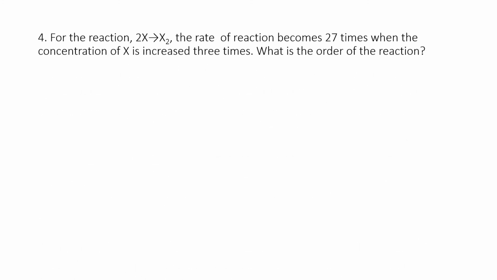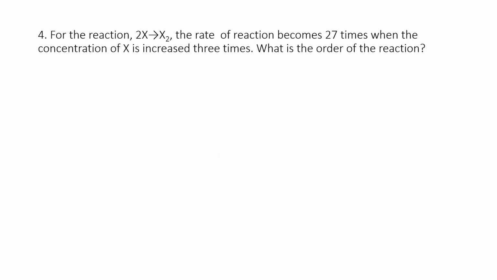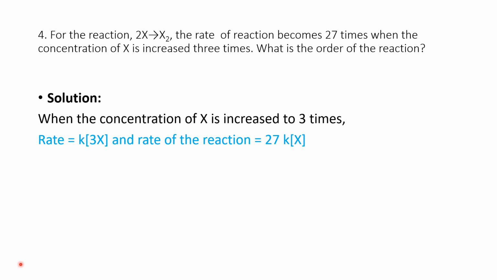And the next one, the last one is: for a reaction with X, the rate of the reaction becomes 27 times when the concentration of X is increased to 3 times. When the X concentration is increased to 3 times, the rate of the reaction is also given. How much? 27 times the rate of the reaction is increasing. What is the order of the reaction? They are asking the order of the reaction.